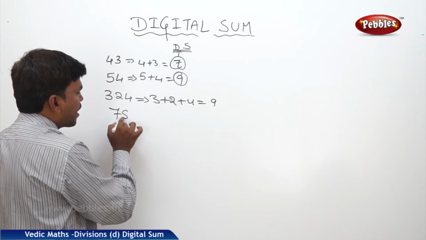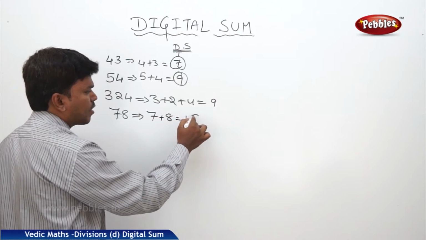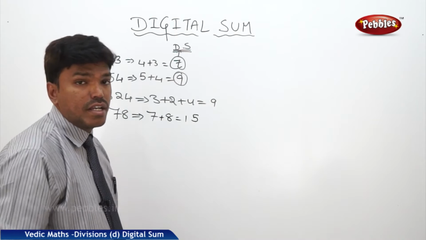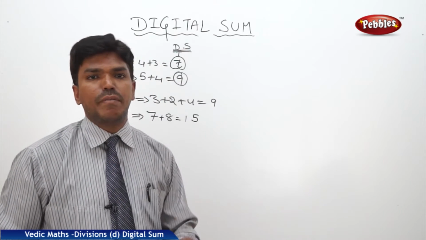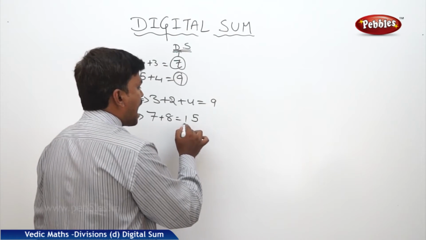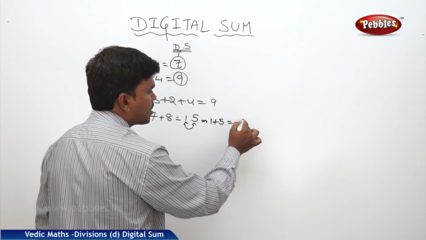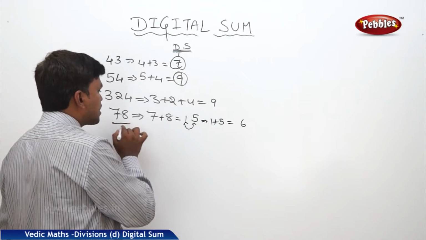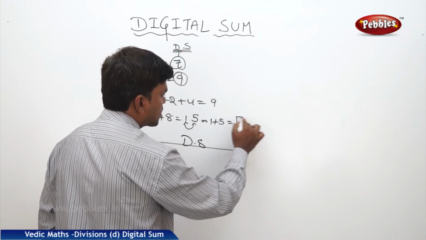Suppose 78. I want the digital sum of 78. What is 7 plus 8? 15. But one important point is the digital sum can never be a double digit number. So what you need to do? Again, add these two digits. That is 1 plus 5. How much? 6. So the digital sum of 78 is how much? 6.